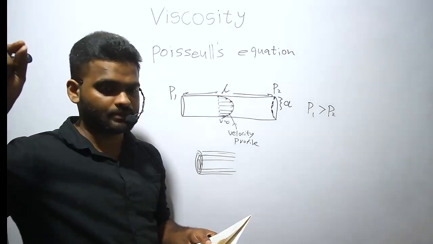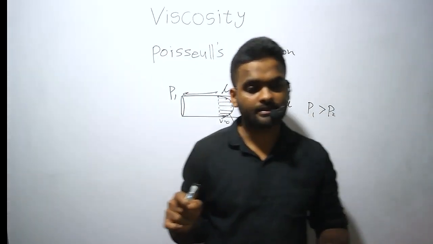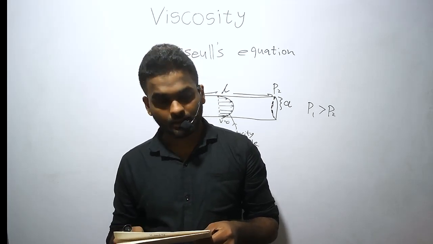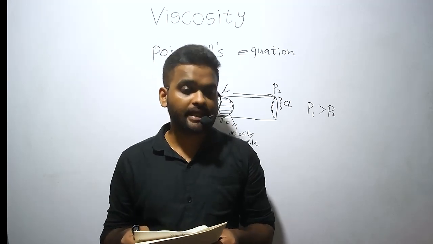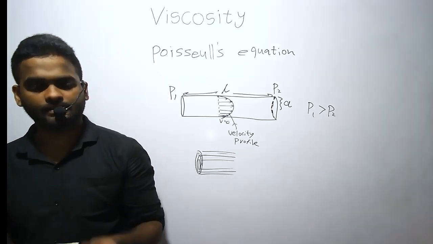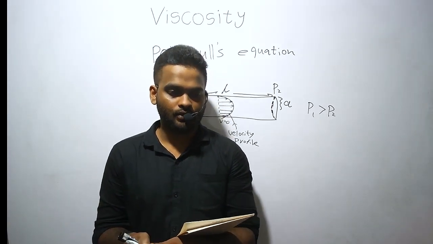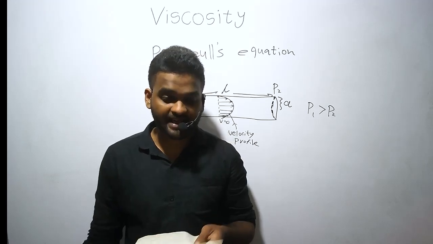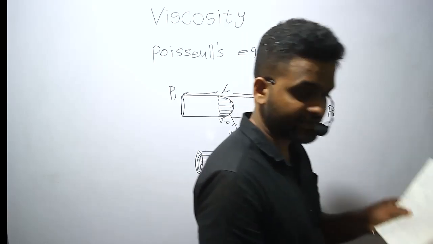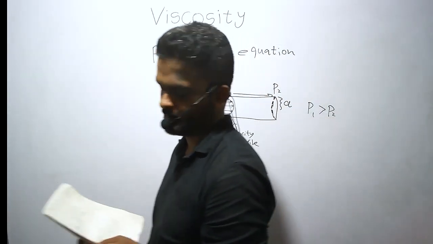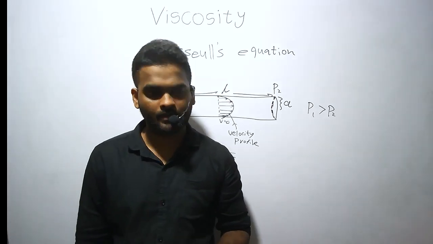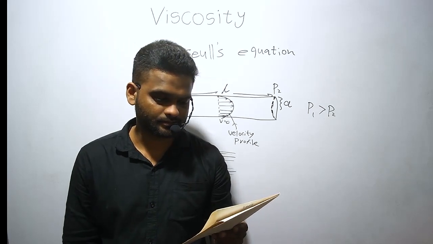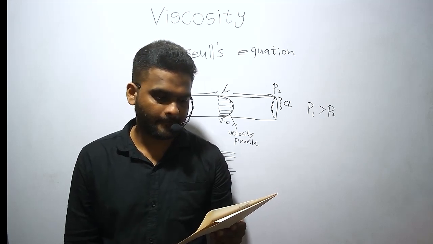Okay, to the same note, write down: towards the axis, velocity gradually increases. And velocity is maximum along the axis.